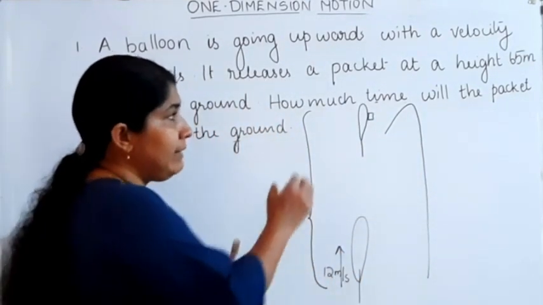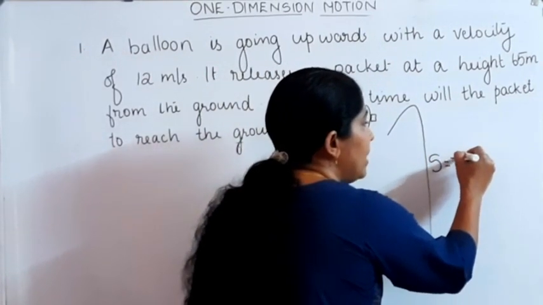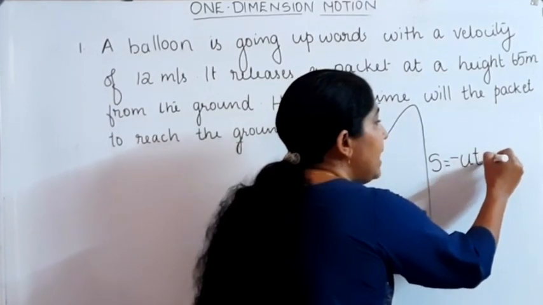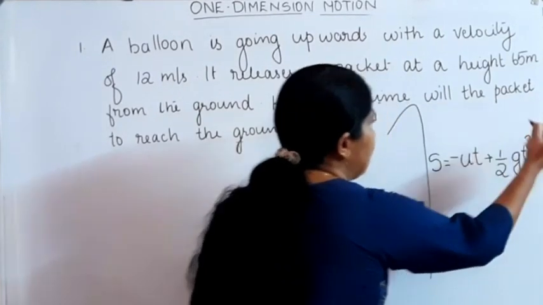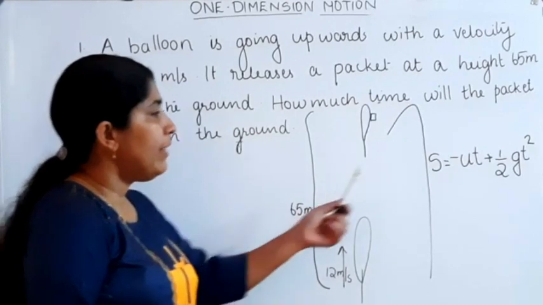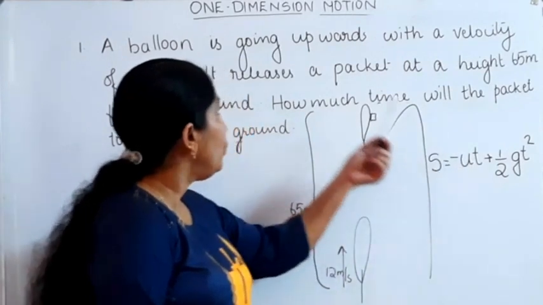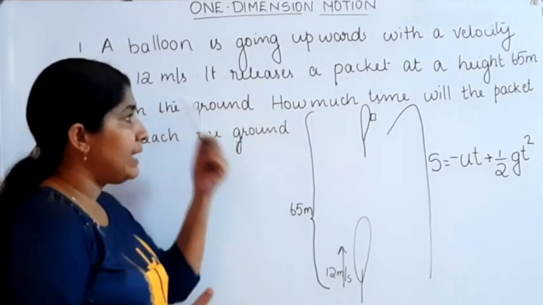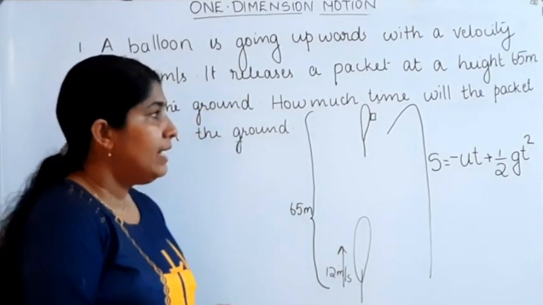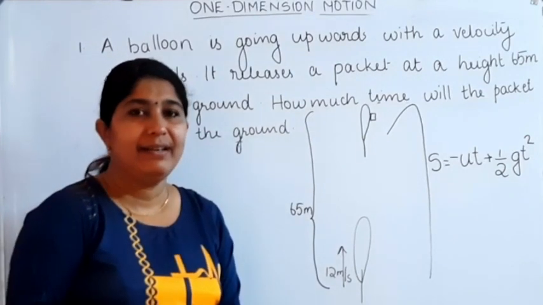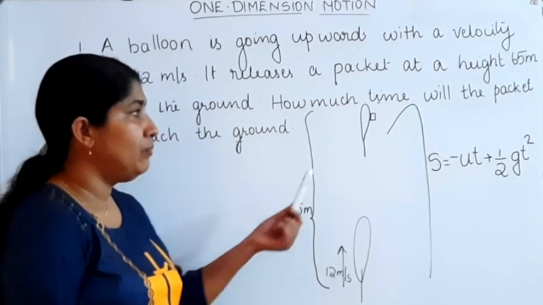When the body moves in this manner, the distance covered by the body can be calculated by using the formula S is equal to minus ut plus half gt square. This is the formula used to find the answer. Here we know that S is equal to 65 meter. The value of u is equal to 12 meter per second, because the initial velocity of the packet is 12 meter per second. The value of g is taken as 10. Then the only unknown quantity is time. We can calculate it from this equation.